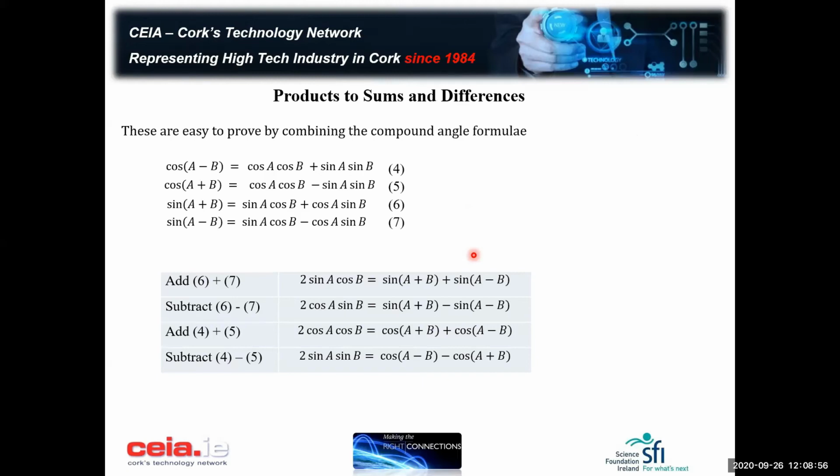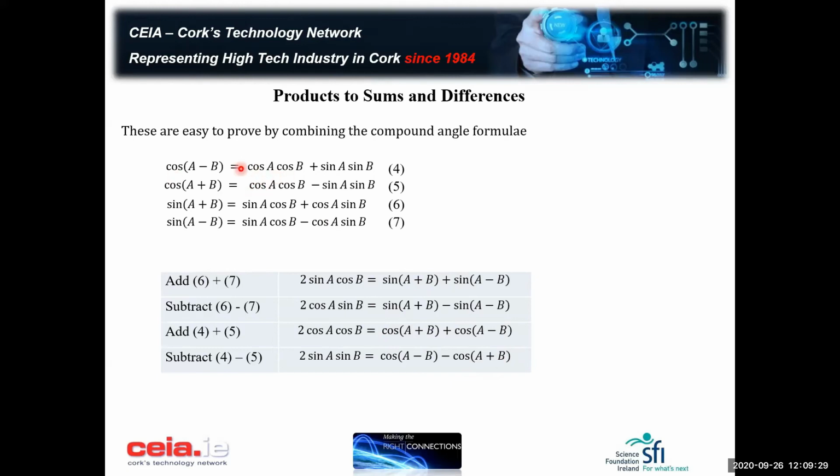Now, there are more formulas in your log tables, and there are these 4 formulas down here, which are used to convert products of sines and cosines into sums of sines and cosines. You don't necessarily need to know the derivations of these, but if you did want to know how to do them, it's quite simply done by adding or subtracting pairs of these equations.